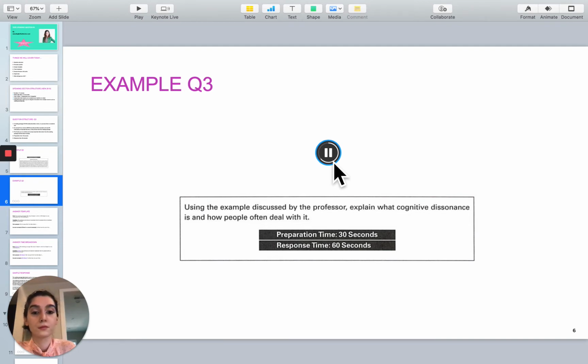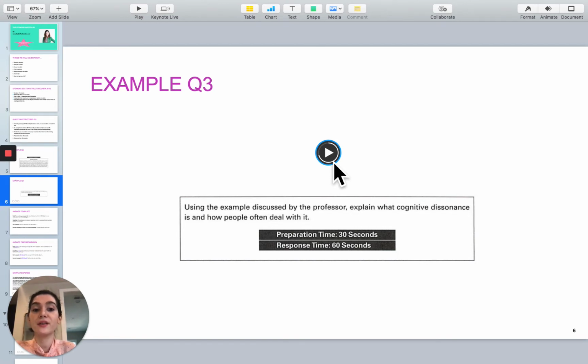Using the example discussed by the professor, explain what cognitive dissonance is and how people often deal with it. Begin to prepare.